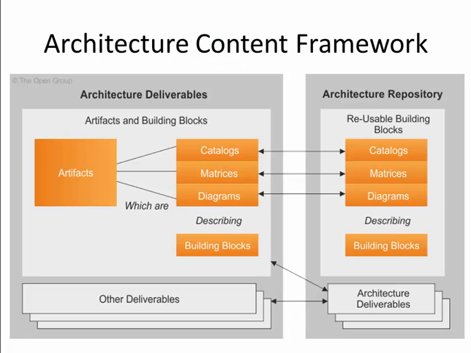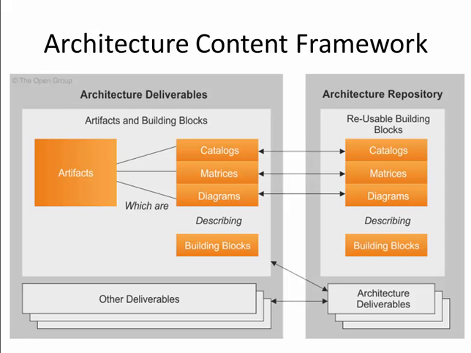So in the architecture content framework, it talks about what should be the architecture deliverables. So when we talk about deliverables, they are artifacts. Artifacts can be catalogs, matrices, or diagrams. And if you want to remember that, just remember that CMD is command prompt for those people who use the DOS systems. So CMD: catalogs, matrices, and diagrams.